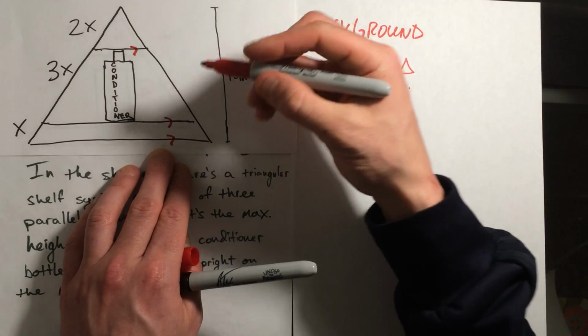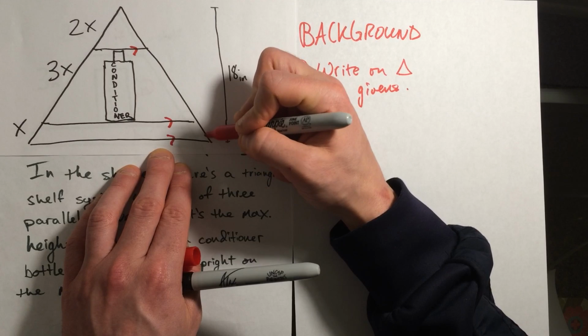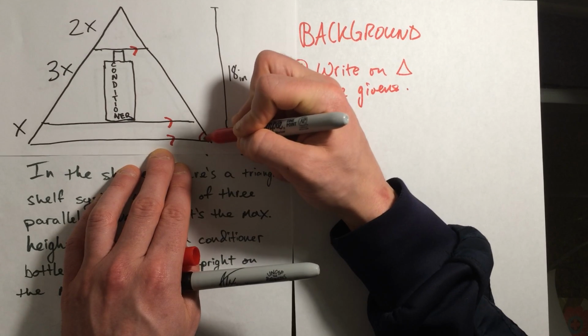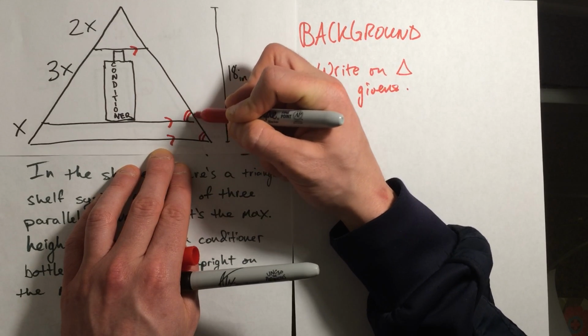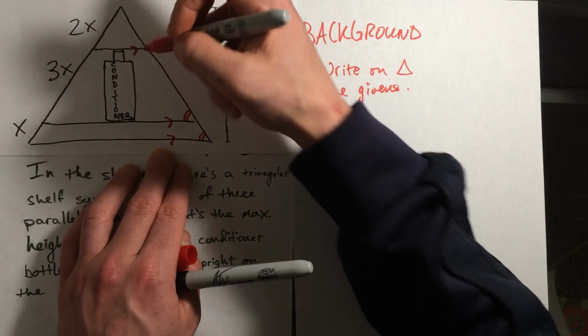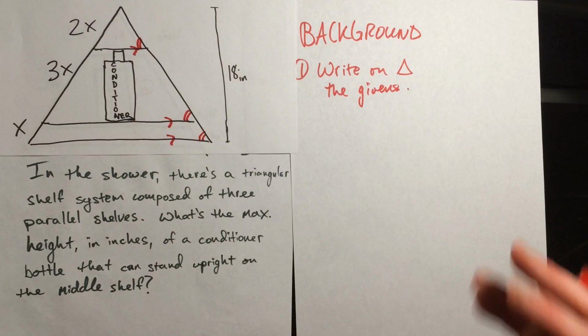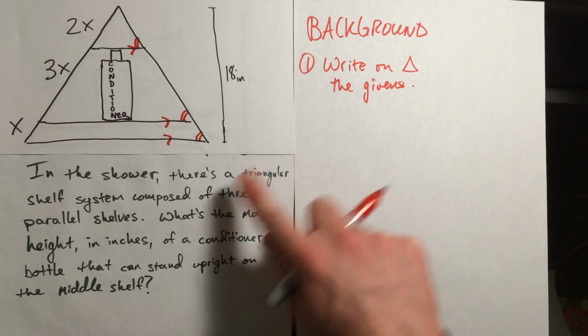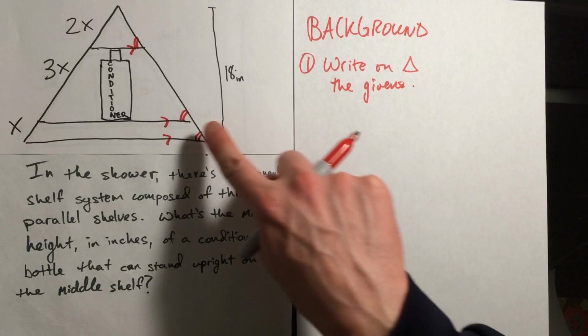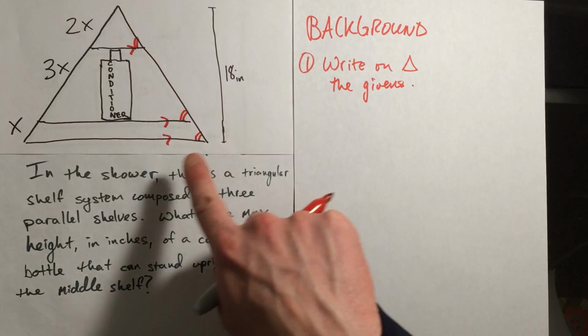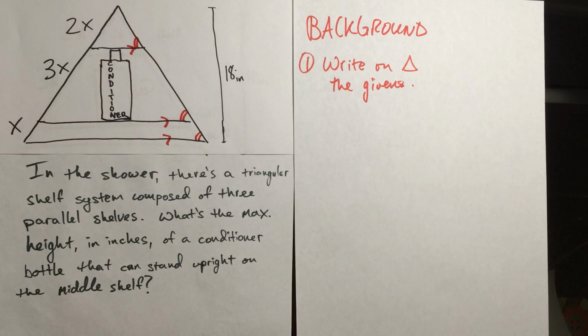So if we look at these corresponding angles, this angle should be equal to that angle because of the corresponding angle theorem. So now we see a bunch of angles there. And when we write our givens on there, from the parallel lines, we can begin to see these are going to be all similar triangles. But more on that in just a minute. First, what else do we have to put in there?